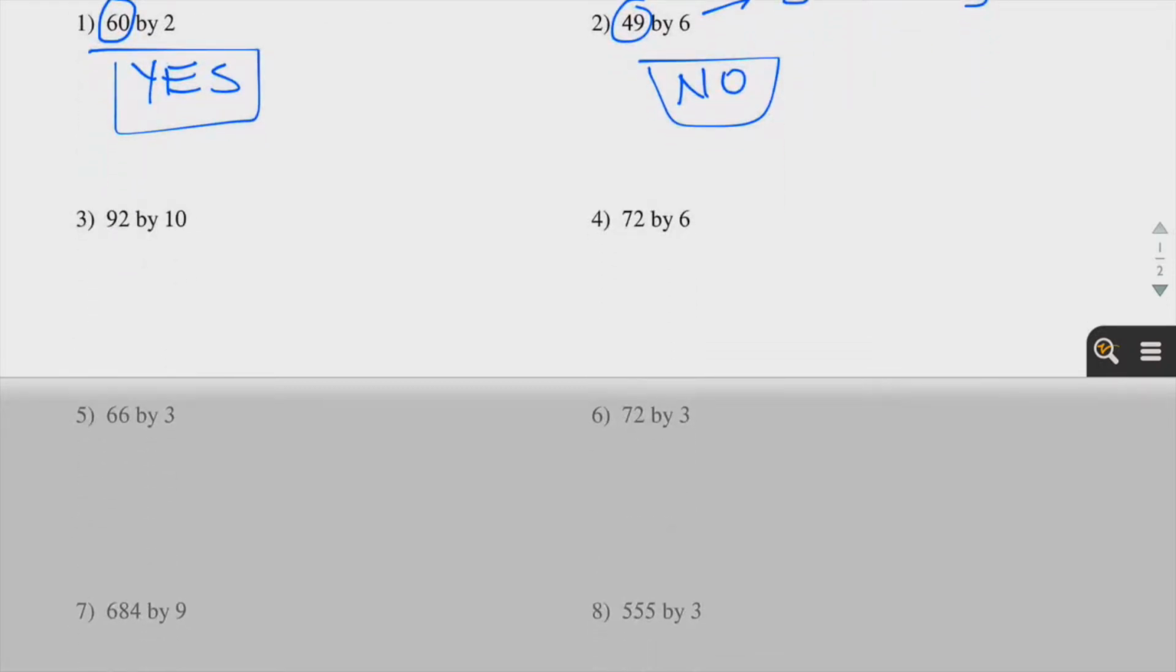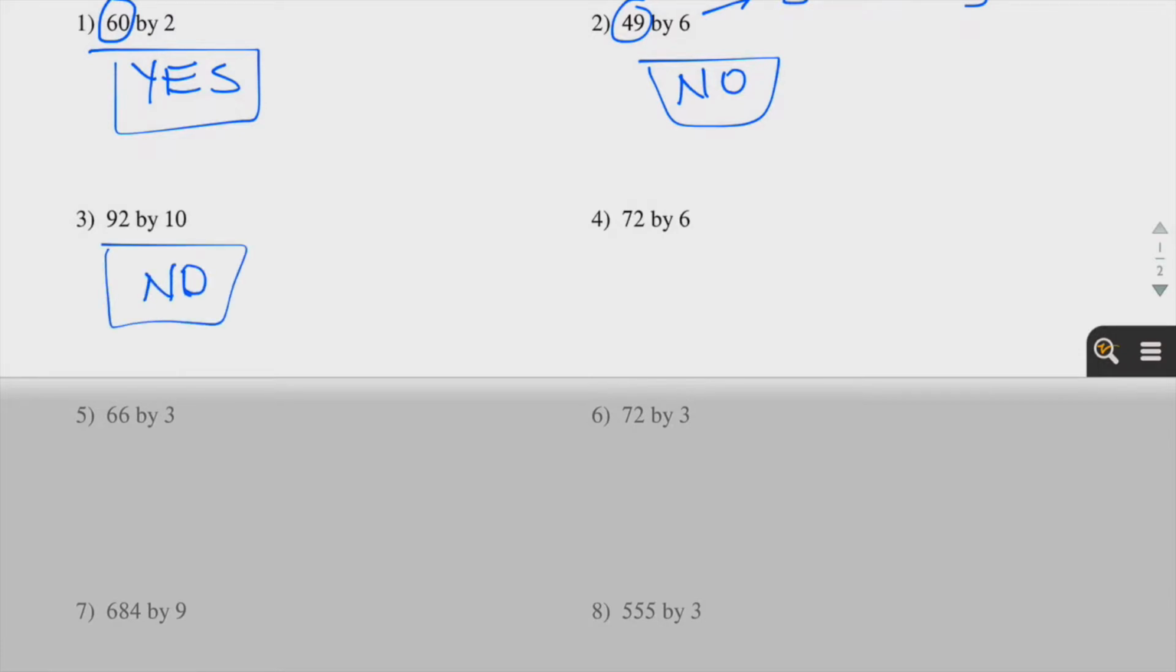Okay, number 3. Is 92 divisible by 10? The rule for 10 is if the number ends in a 0, then it is divisible by 10. Looking at 92, it ends in a 2, not a 0, so 92 is not divisible by 10.